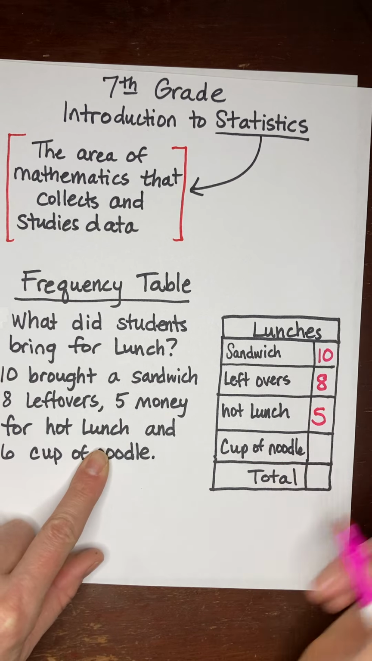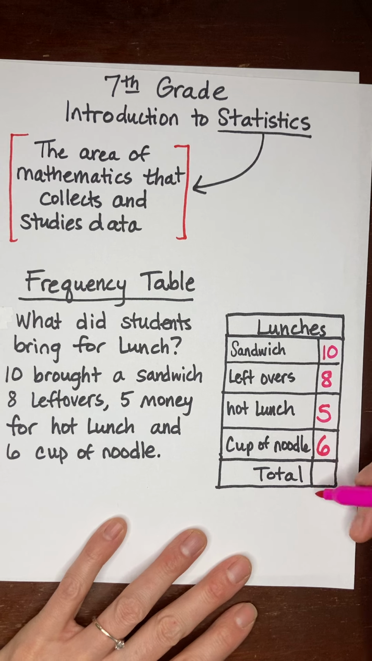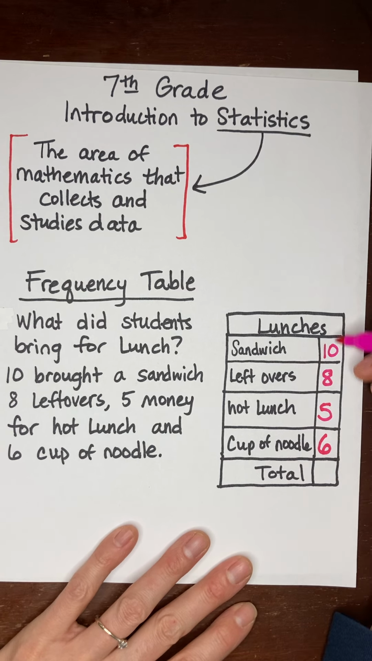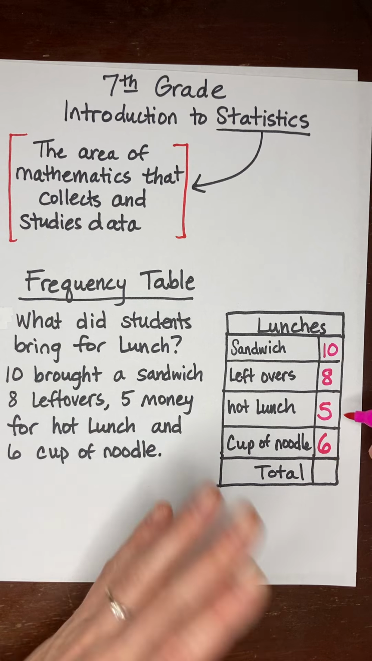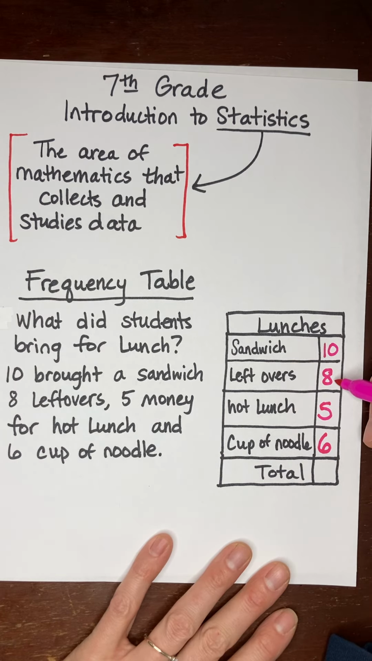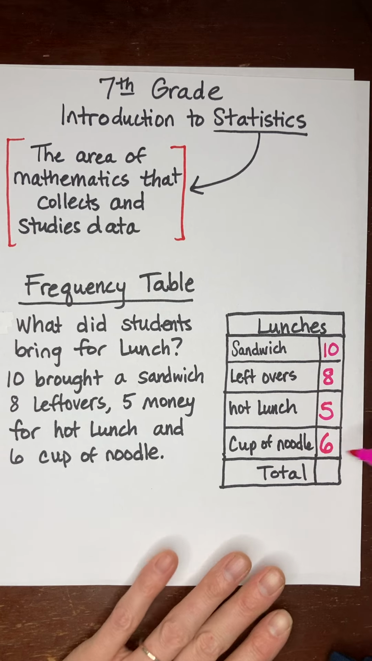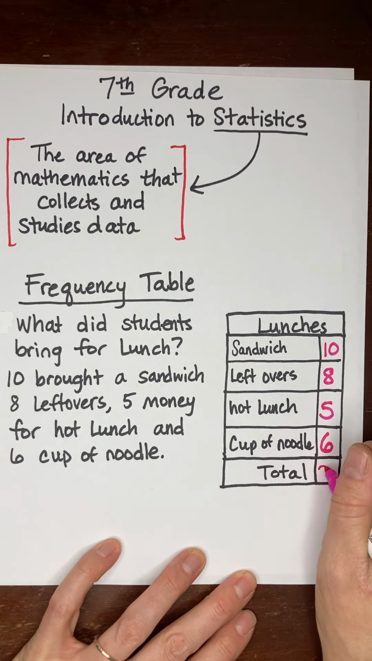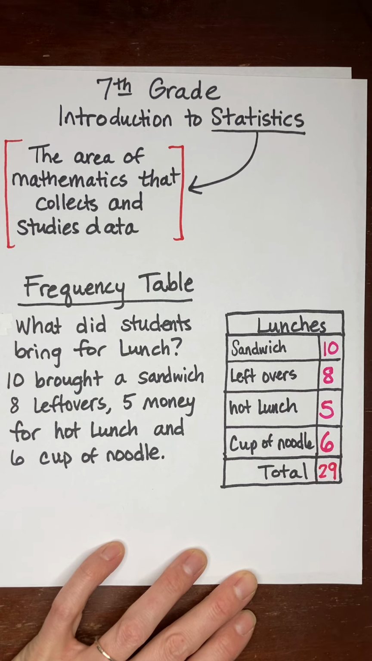Okay, the last part of our frequency table is we always want to put a total that adds up all of our frequencies. Frequency, by the way, just means how many. So 10 and 8 is 18, 5 and 6 is 11, so 18 and 11 is 29. So 29 total students.